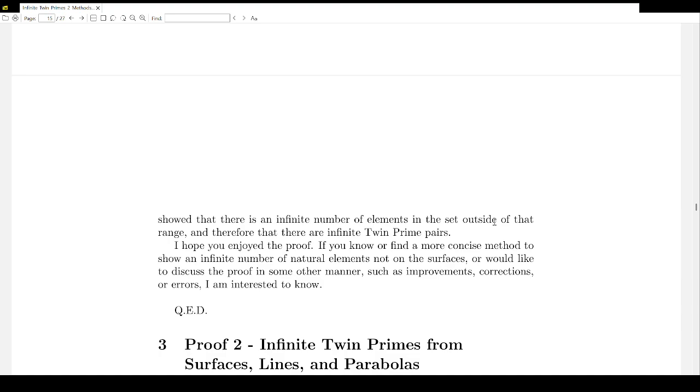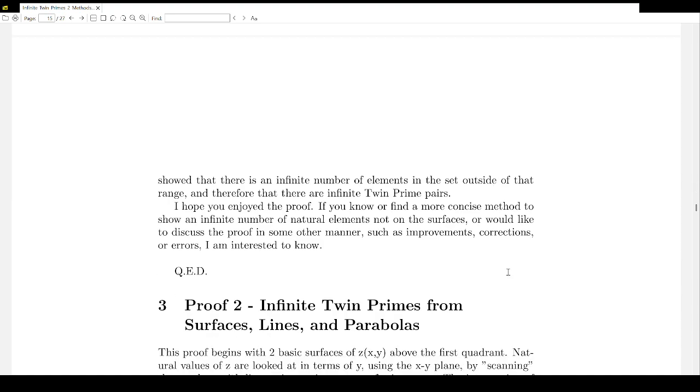And this was the best way that I could show that there was an infinite set of values that never appear. And once you do that, you've proven the twins. That's all you've got to do to prove the twins: from that very interesting starting premise with those two surfaces, show there's an infinite number of values not on either of those surfaces, and you've proven the twin prime conjecture.